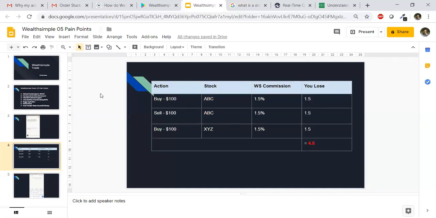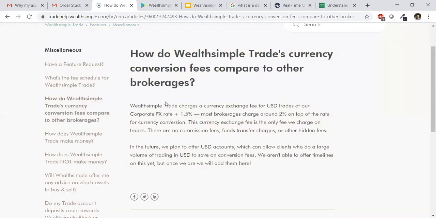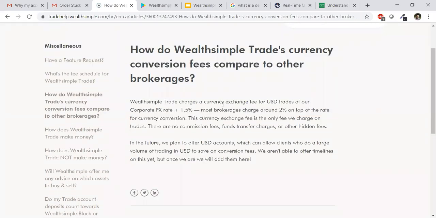Currently, if you look at their website, they are saying Wealthsimple Trade charges a currency exchange fee on USD trades. So this is the main point. They were charging like 1.5%. Most brokerages charge around 2% on top of the rate. And then they say in the future they plan to offer USD accounts, which can allow clients to do a large volume of trading in USD to save a conversion fee.